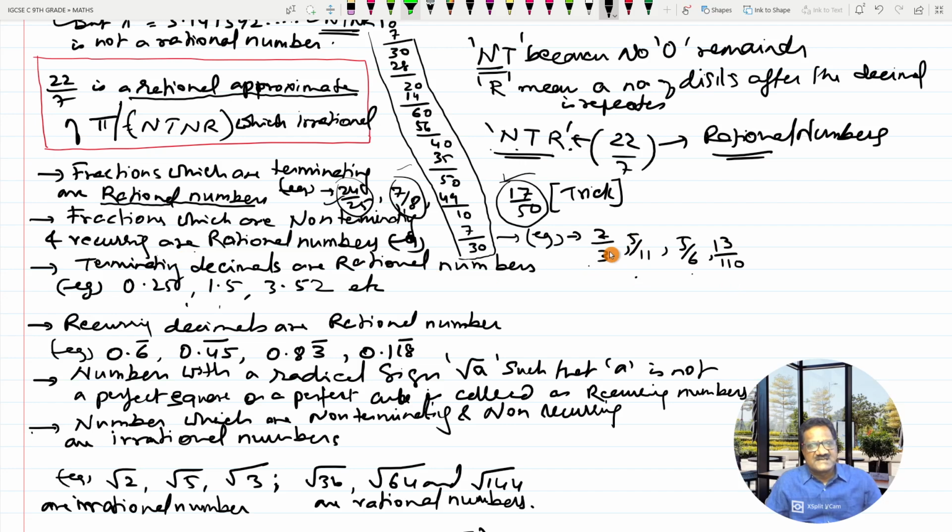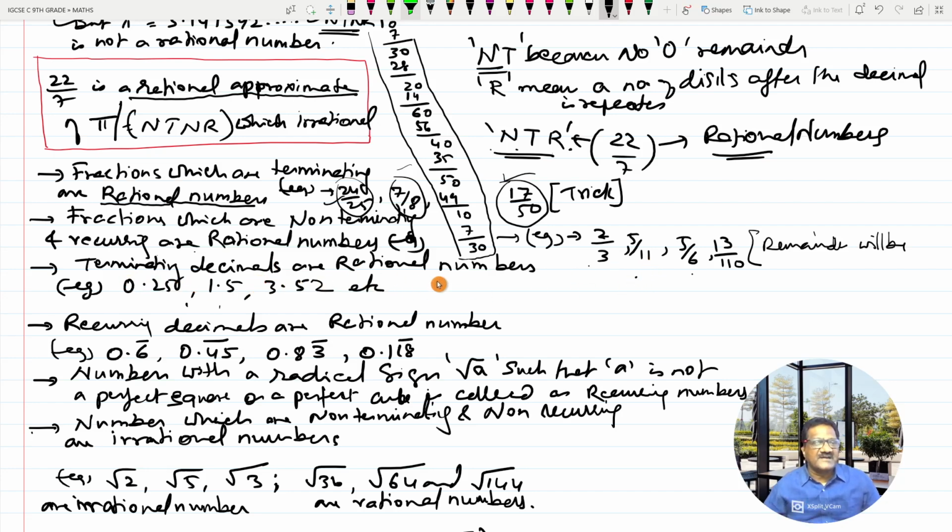Now if you go for division and try to find out the portion in the decimal form, these are fractional form. If you try to find out the decimal form corresponding to this fraction, the answers that you will get will be terminating decimals. Which means you will get the remainder as 0. Remainder will be 0. So terminating decimals are rational numbers, right? Fractions that are non-terminating and recurring are rational numbers. Terminating decimals are rational numbers.